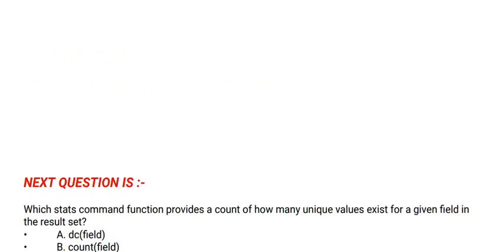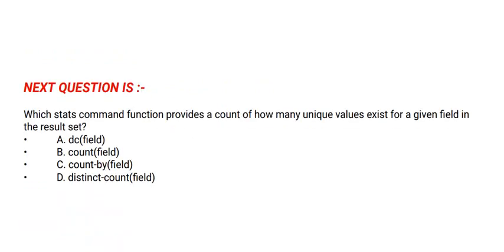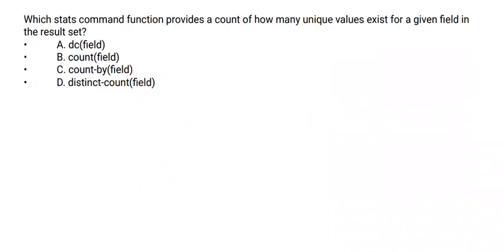Next question is, which stats command function provides a count of how many unique values exist for a given field in the result set? Options are option A, dc(field). Option B, count(field). Option C, count by field. And option D, distinct count(field). The correct option is option A.